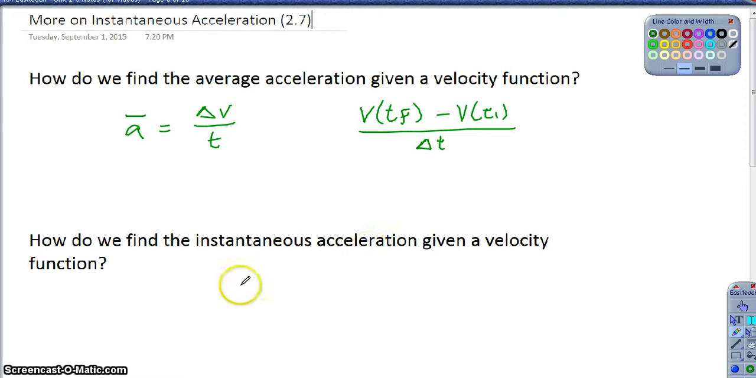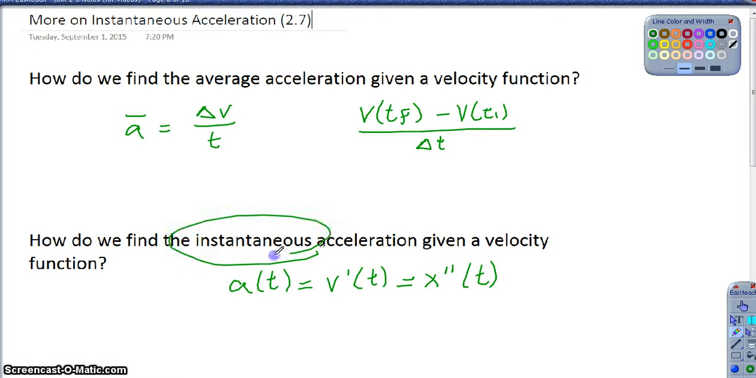However, if I ask you to find the instantaneous acceleration, that's when you need to find your acceleration function. So that's when we would need to find my derivative of the velocity function or my second derivative of the position function. So instantaneous, we actually find the acceleration function. For the average, you do not find the acceleration function. You just use the velocity function to do so. And we'll see an example of this again in a few minutes.